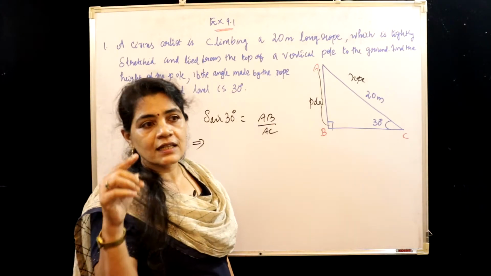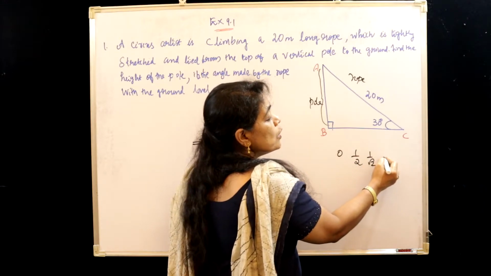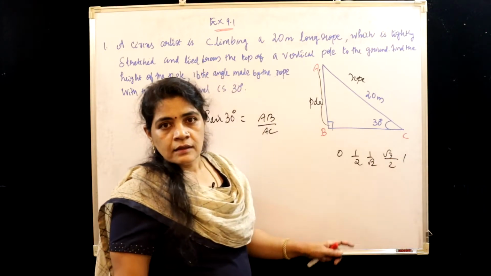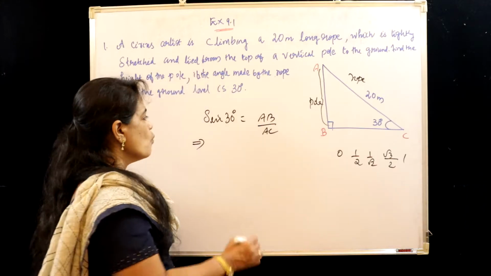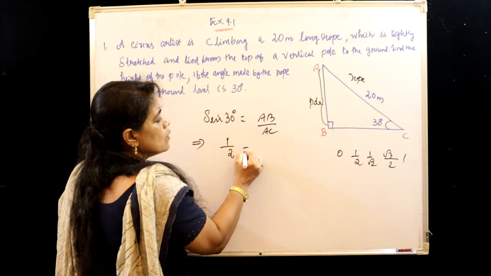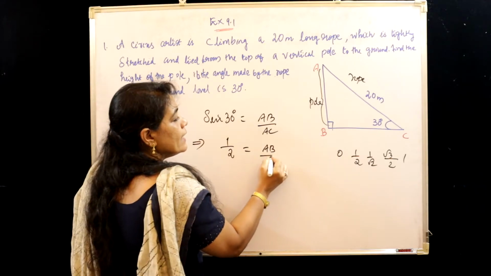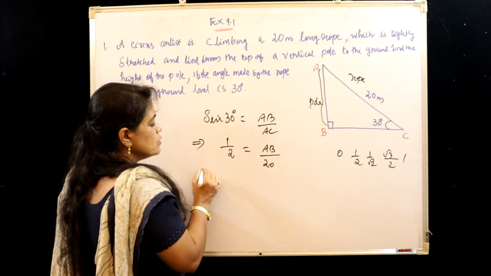What is the value of sine 30? That first row: 0, 1 by 2, 1 by root 2, root 3 by 2 and 1. Okay, so that means sine 30 is 1 by 2. So 1 by 2 equals AB, which is the required height of the pole, and AC is given as 20, right? So 20 will become the numerator.